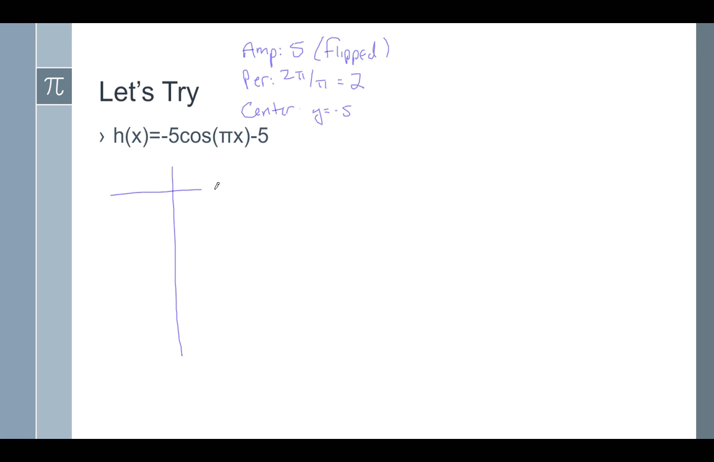I'm going to draw my x-axis way up here. And I'm here, I'm at negative 5. My amplitude is 5, so I need to go down to negative 10 and up to 0. So I'm going to put in my new center line here.